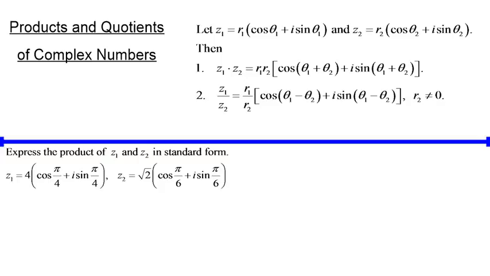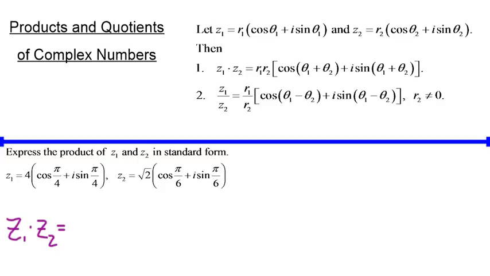Next, we're going to look at the products and quotients of complex numbers. So if we have z sub 1 and z sub 2, if we're going to multiply those to find the product, we multiply our r values together, the modulus, and then we add the theta values together for each, the cosine and the sine. If we're dividing these two complex numbers, we're dividing the r values, the absolute values, and subtracting the theta values. In the example below, we want to express the product of z sub 1 and z sub 2 in standard form.